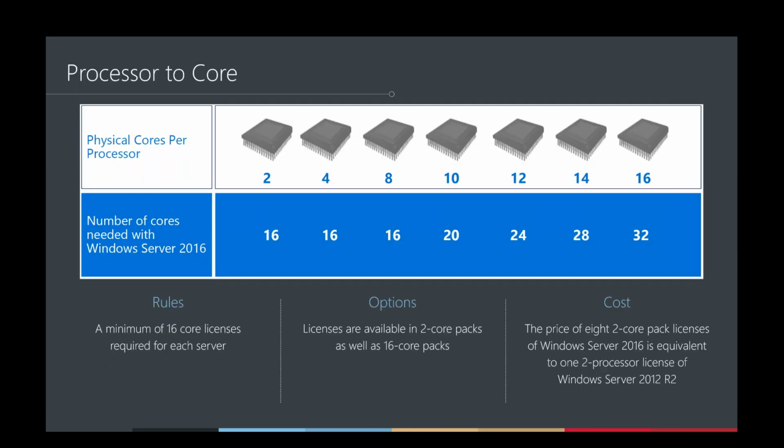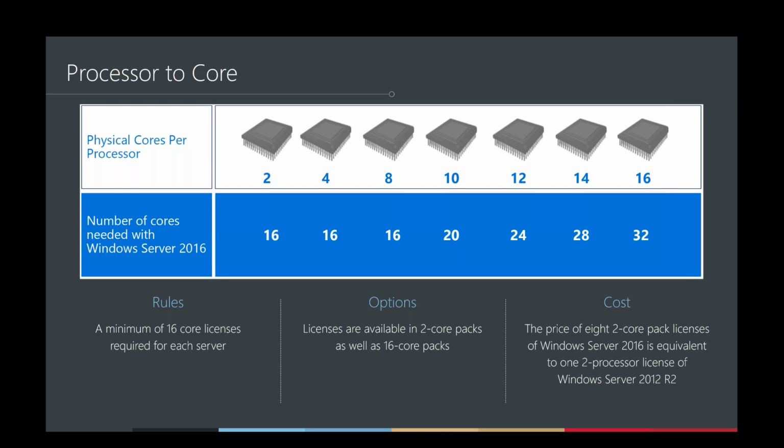So this is really one of the key areas here, which is that transition from per processor to per core. So across the top, what you can see here in this diagram is the processor core count. So whether it's 2 cores per processor, whether it's 4, 8, and so on. As you can see across the bottom, the minimum requirement is to always license up to 16 cores.